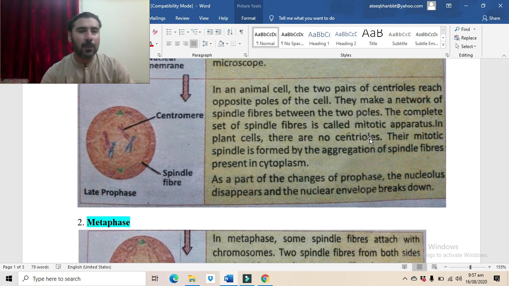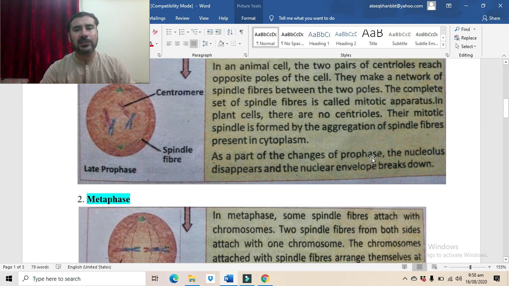In the case of plant cells, the cytoplasm basically has spindle fibers, and those spindle fibers will aggregate and combine together to form a network, which is the mitotic apparatus. So in plant cells there are no centrioles. Their mitotic spindle is formed by the aggregation of spindle fibers present in the cytoplasm.